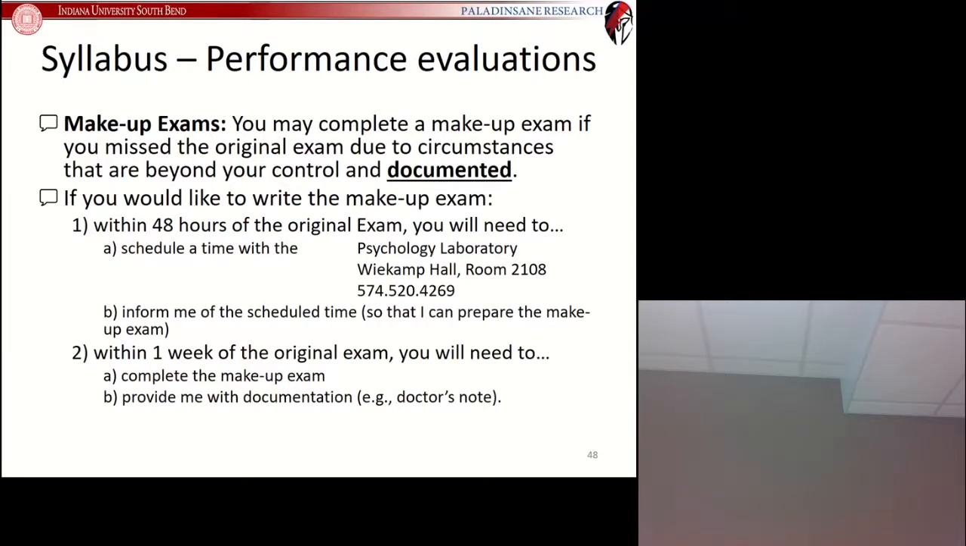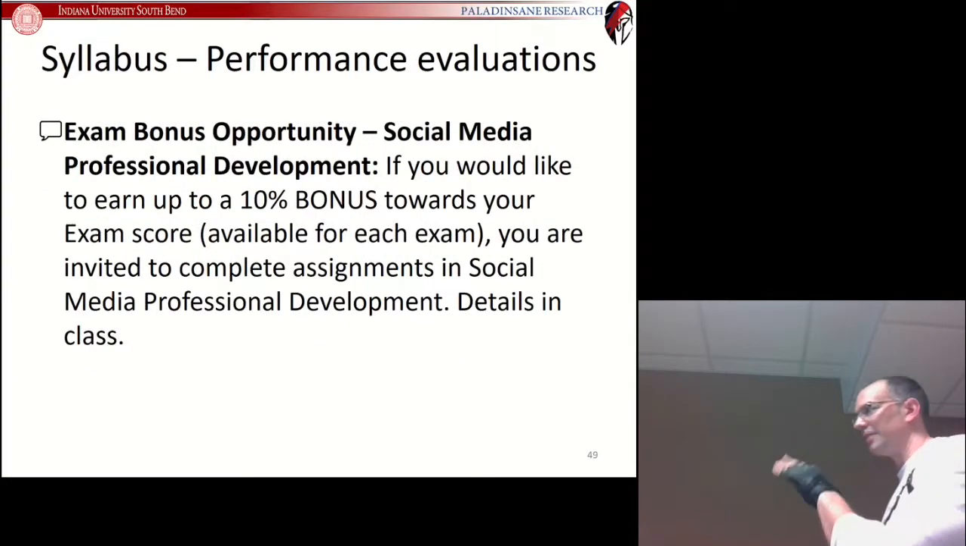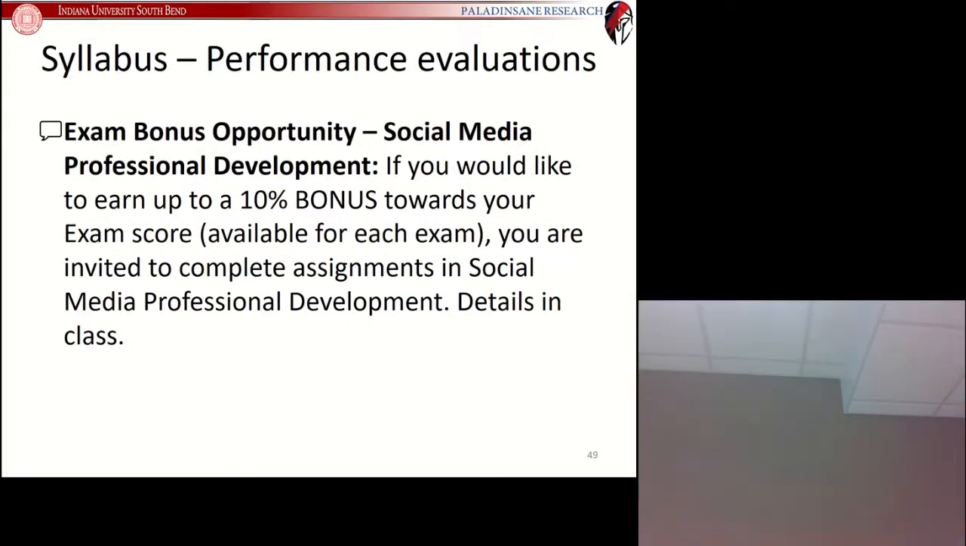All right, and then the final thing, second final thing, and this is a new initiative that I'm trying here. We're going to be doing a little bit of professional development. This is going to be a social media professional development aspect to this course.